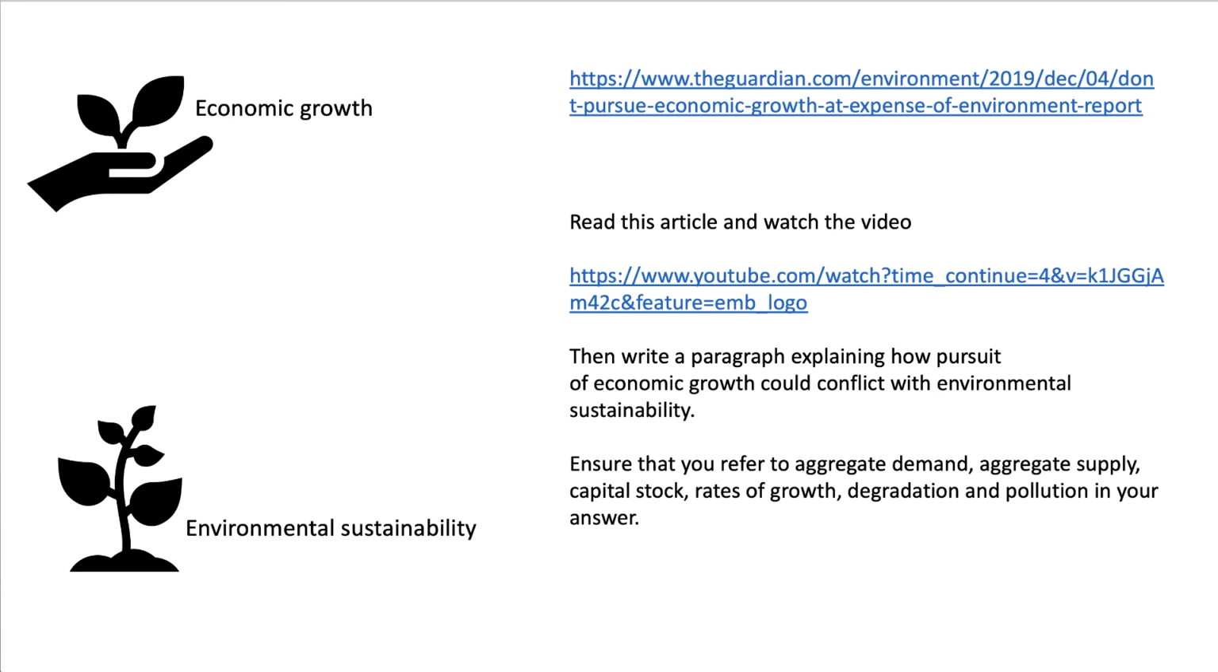After you've read the article and watched the video, write a paragraph explaining how pursuit of economic growth could conflict with environmental sustainability. And here's your success criteria, essentially. Make sure that somewhere in that paragraph you are referring to aggregate demand, aggregate supply, capital stock, rates of growth, degradation and pollution in your answer. Remember, you must write like an economist.